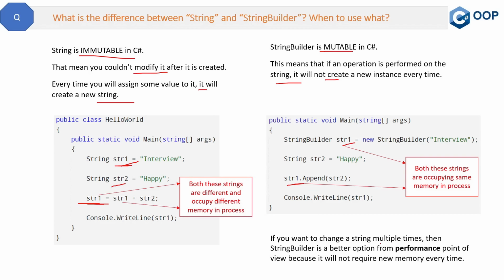If you want to know when to use what, this is the second part: when to use a string, and when to use a StringBuilder. The answer is, if you want to change a string multiple times, then StringBuilder is a better option from a performance point of view, because it will not require new memory every time for a new string. So that's all about the differences between string and StringBuilder.